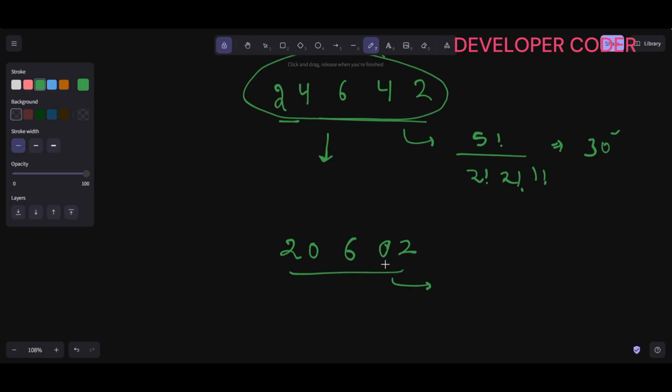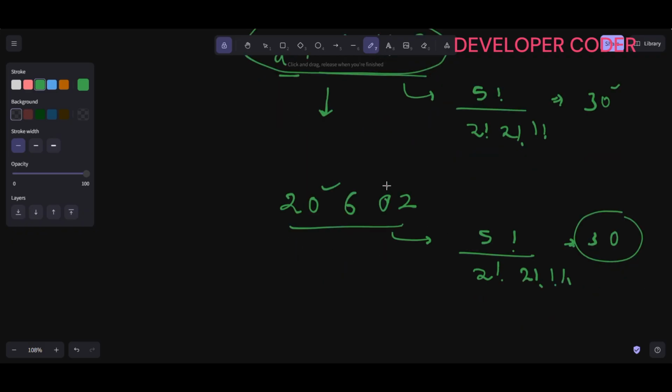different ways to write this. Okay, so again you are going to do the same thing, 5 factorial over 2 factorial, 2 factorial, and 1 factorial. Again you are going to get 30, right? But this is wrong here. You can't write this 0 at this position.